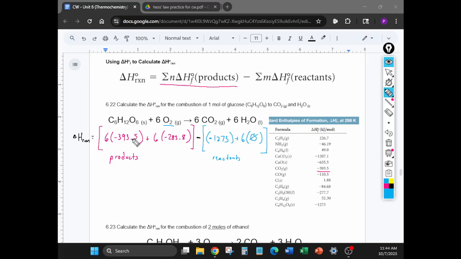All right, so again, products minus reactants, and that'll give you your final answer, and you should get about negative 2802.8. And then make sure you label it kilojoules. All right, and that's pretty much it. That's how you do delta H formation. That's how you can use the chart to find the enthalpy of the reaction.